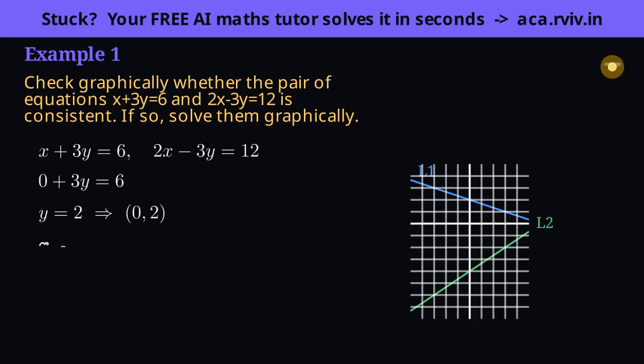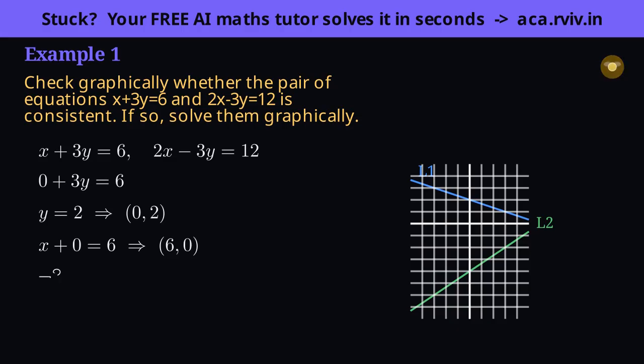One point isn't enough to draw a line, so let's get a second. This time set y equals 0, which finds where the line crosses the horizontal x-axis. With y gone, x equals 6. So our second point is (6, 0).